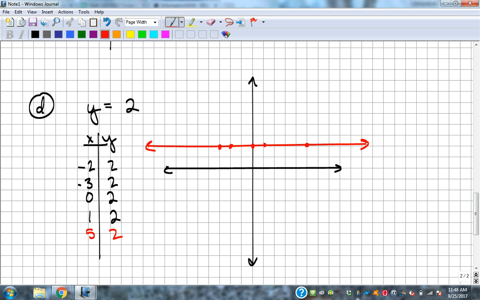So it's just a memorized fact. This is what happens with the table, but you don't need a table to do that. You just know, oh, it's at 2 on the y-axis, straight line all the way across. It's really the easiest way to do that. So if it's y equals a number, no x involved, it's going to be a horizontal line at that number on the y-axis. Okay.